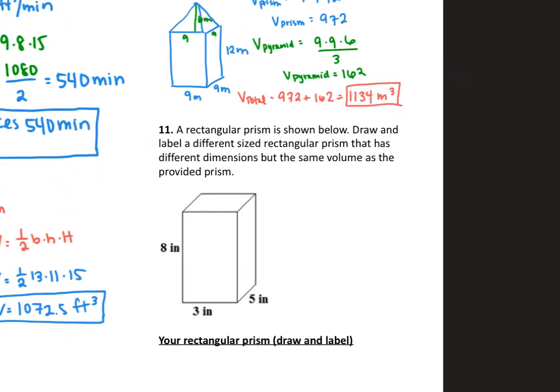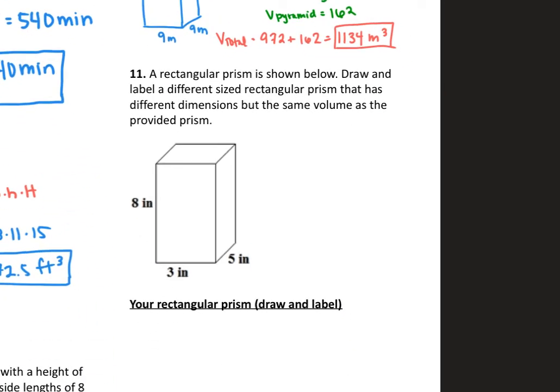All right, the next problem says a rectangular prism is shown below. Draw and label a different size rectangular prism that has different dimensions but the same volume as the provided prism. So first thing we need to do is figure out the volume of this prism. So we're going to do 8 times 3 times 5. So 8 times 3 times 5 is 120.